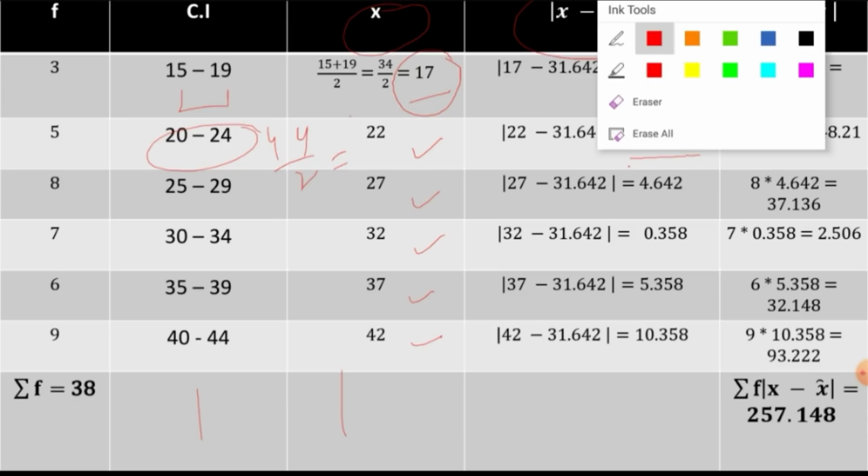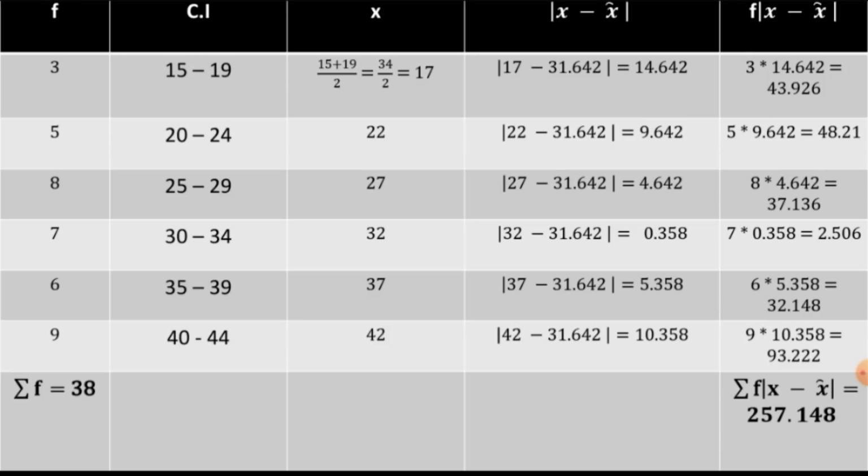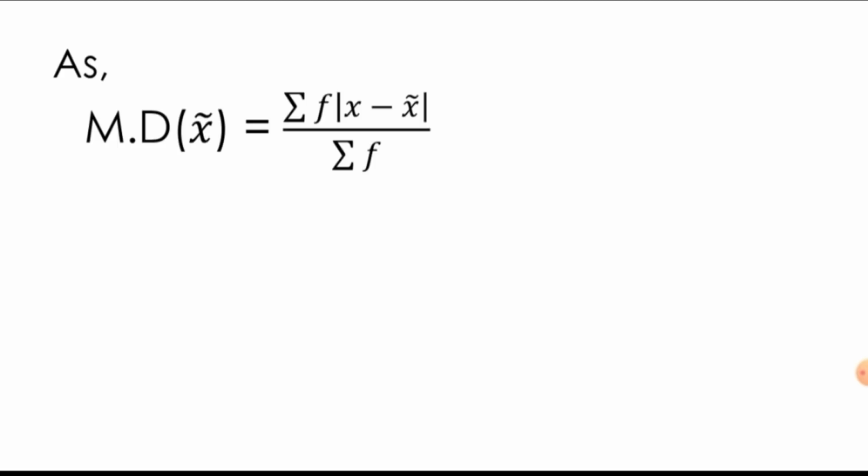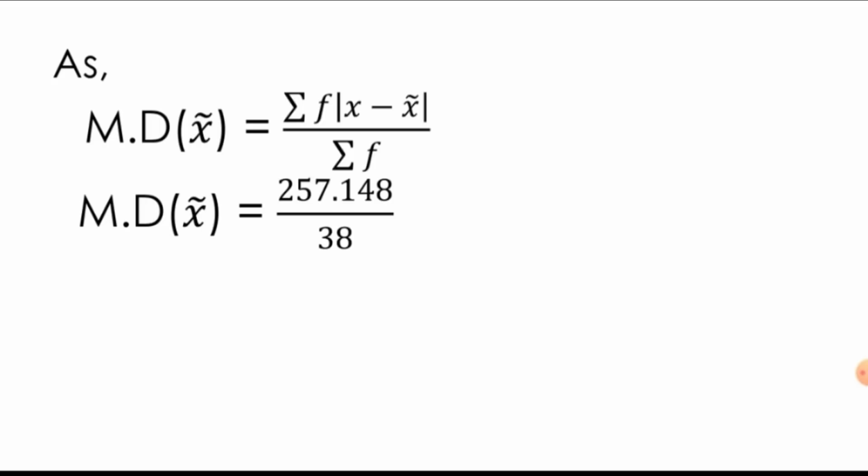After that, frequency multiply with the column of absolute x minus median. Means 3 multiplied by 14.642, the answer is 43.926. Then 5 multiplied by 9.642, and the answer is 48.21, and so on. We have found all the values here. When we add all these observations, we will get 257.142. Students, we know that the formula of mean deviation about median is equal to summation f into modulus x minus median divided by summation f.